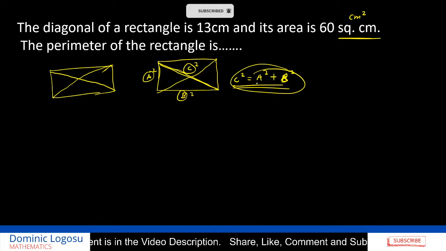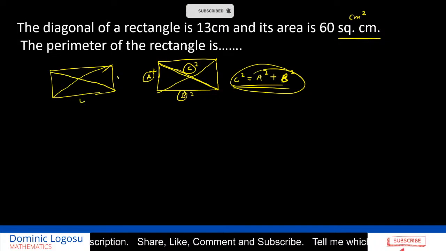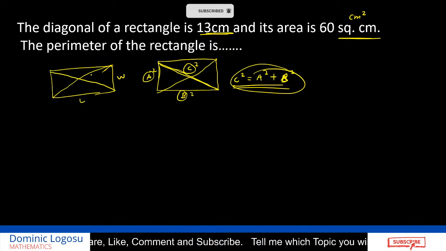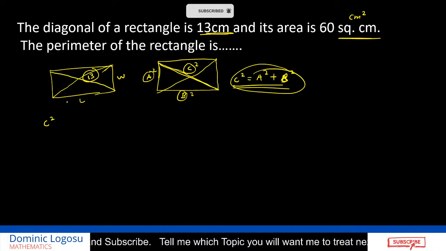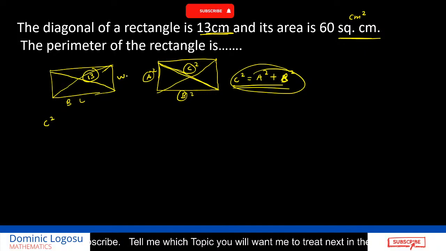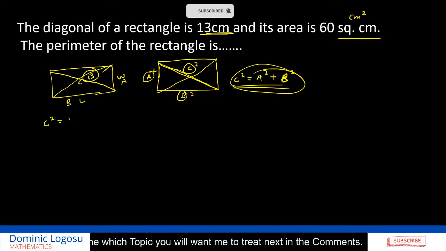Okay, so using this principle, if this is a normal rectangle, it basically means that this place will be the length and this place will be the width, and then the diagonal has been given to us to be 13. So we'll name this place as well 13. Okay, so it basically means that if you are using this formula, this place is B, this place is A, and then this place is C.